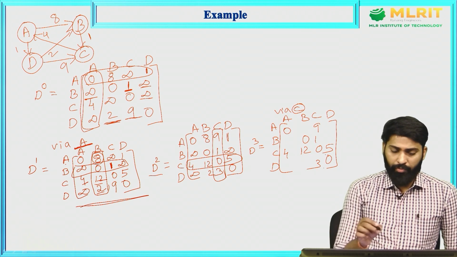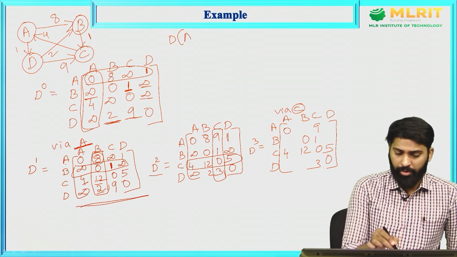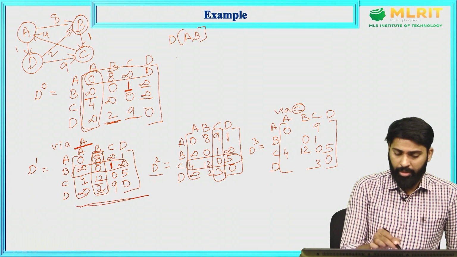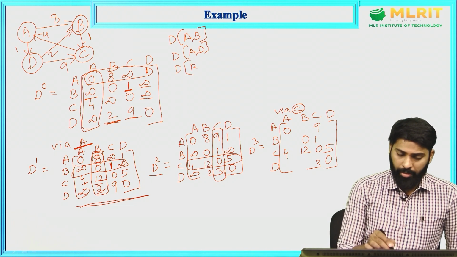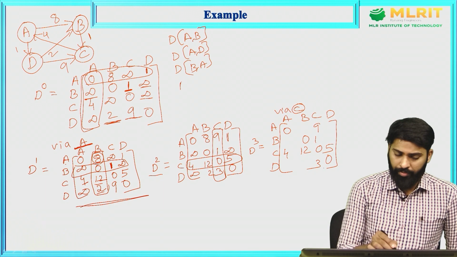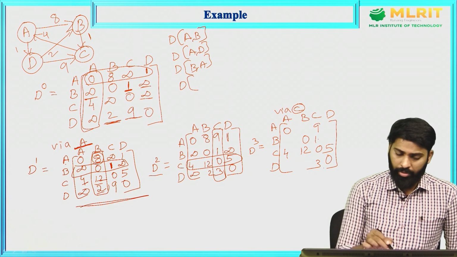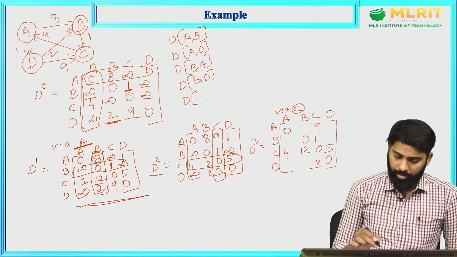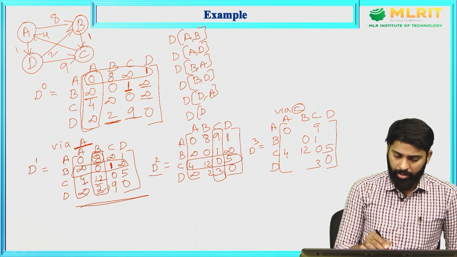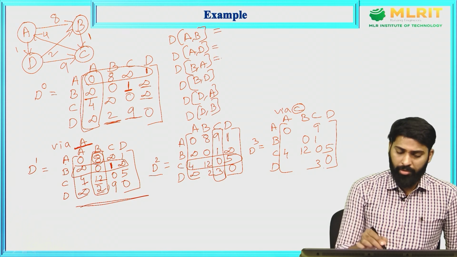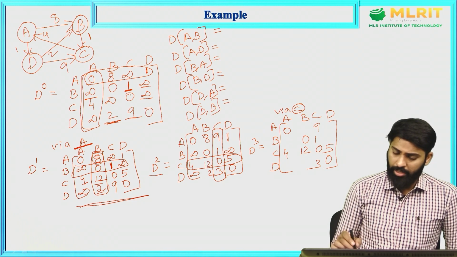So now we are going to find the distance of A to B, distance of A to D, distance of B to A, distance of B to D, distance of D to A, and distance of D to B. The intermediate vertex is C now.